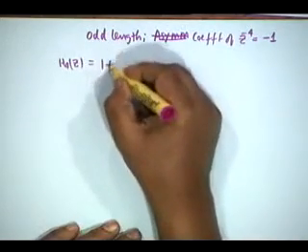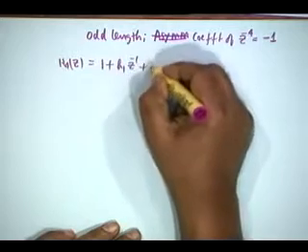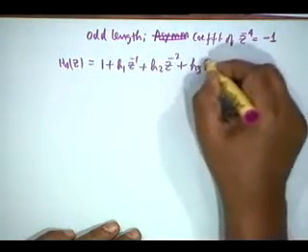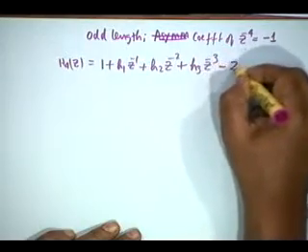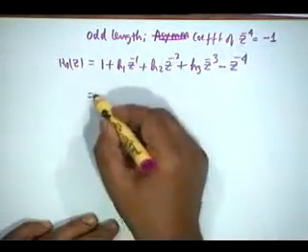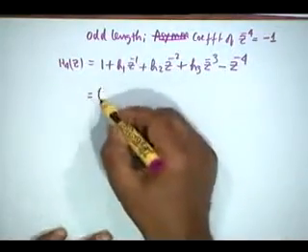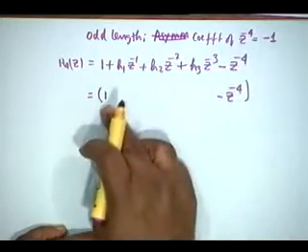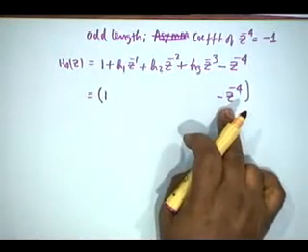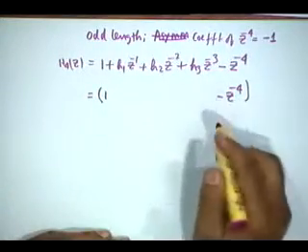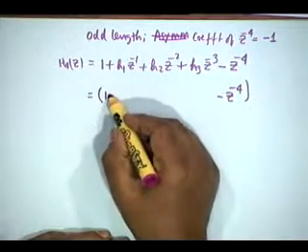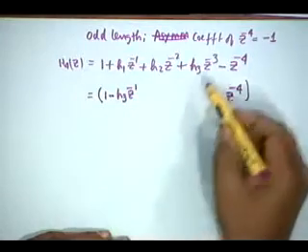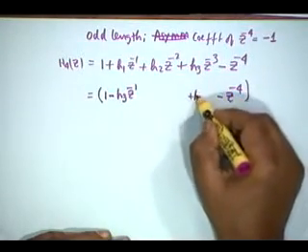So, let us say 1 plus H1 Z inverse plus H2 Z to the minus 2 plus H3 Z to the minus 3 minus Z to the minus 4. To decompose this, we have to write like this: 1 minus Z to the minus 4. Since these are antisymmetrical, we have to make all of them antisymmetrical, and therefore, we have to make minus H3 Z inverse. I have plus H3 Z inverse. Okay.